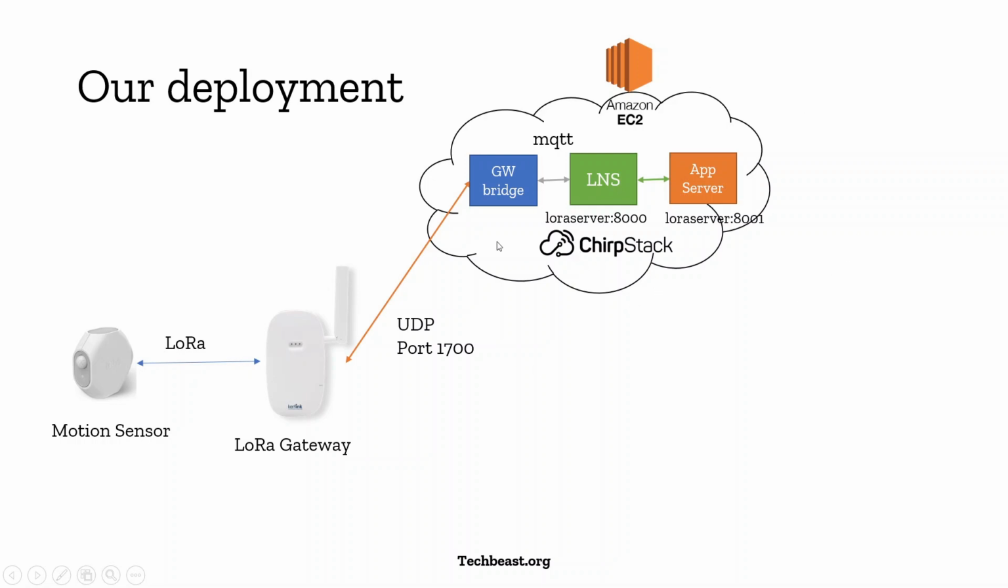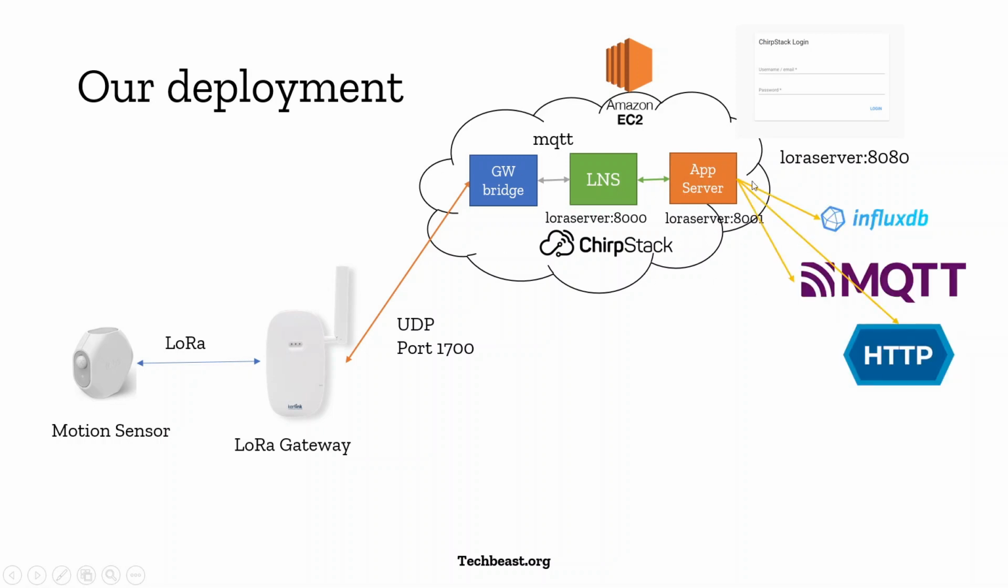That's all. Even this ChirpStack is going to be a public one, so we will have a dashboard and we will get a username and password to log into the web portal. As you see here, the web portal can be accessed over port 8080. Here you see the LoRa server, which is basically the IP address of your EC2 instance. Here 8000 is the LoRa Network Server's API, and 8001 is the ChirpStack Application Server's API. Then from the application server you can integrate with InfluxDB, HTTP, MQTT, and a lot more.